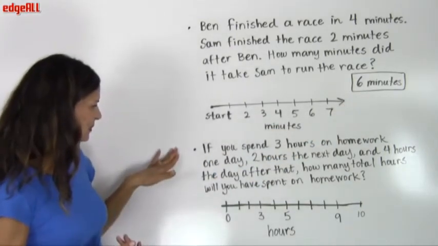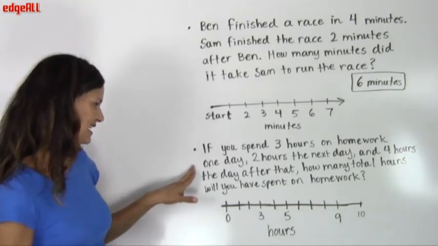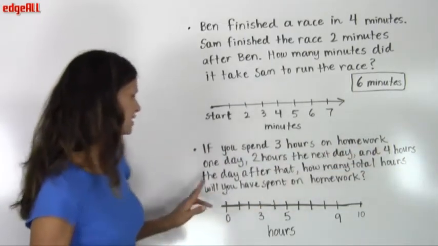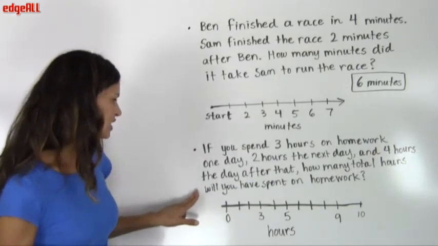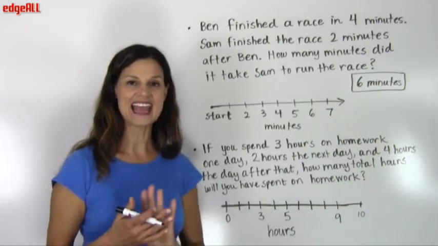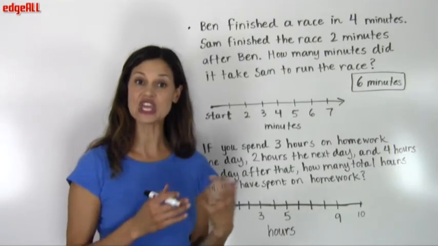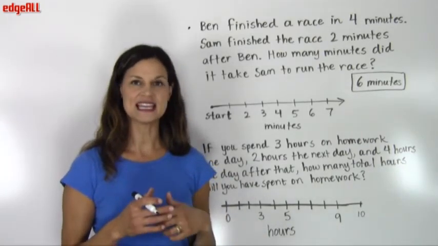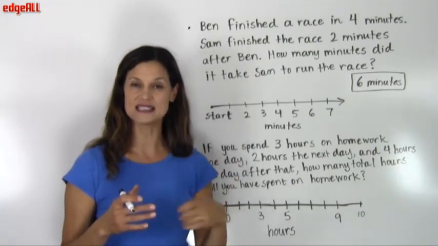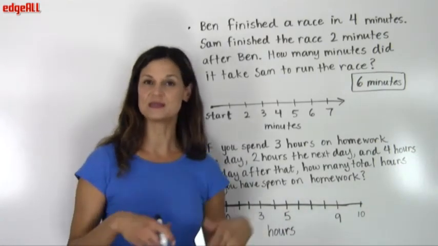In our next example, it says if you spend 3 hours on homework one day, 2 hours the next day, and 4 hours the day after that, how many total hours will you have spent on homework? So we need to add hours together. And this question asks us to add like units. So it just creates an addition question of adding together three like units, hours plus hours plus hours. So 3 hours plus 2 hours plus 4 hours.